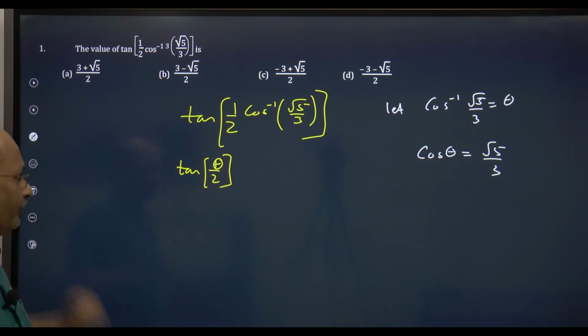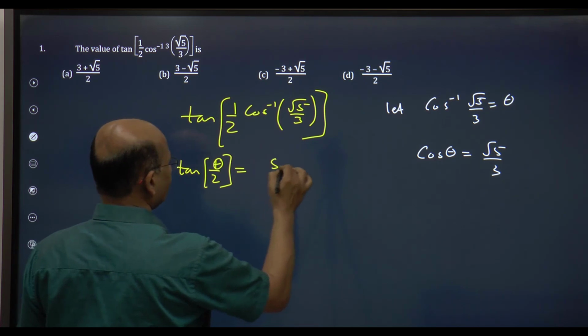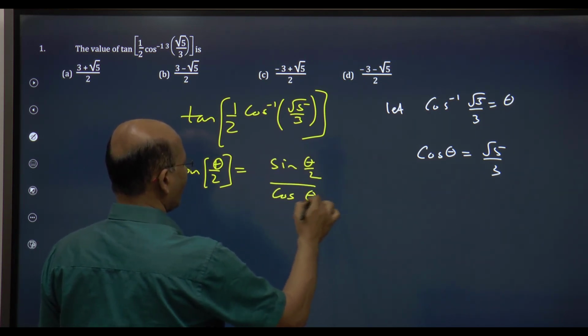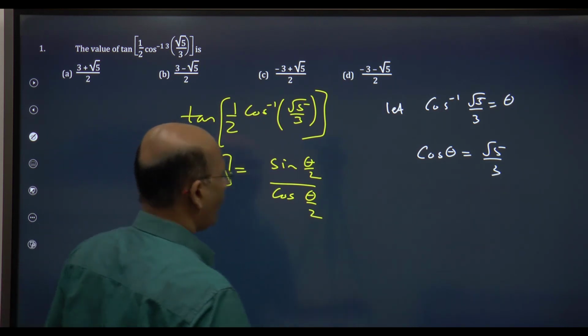Now tan theta by 2 I can write as sin theta by 2 upon cos theta by 2. Now you might understand why I did this. I will share with you in 1 minute. Now I am going to take you to some formula there.